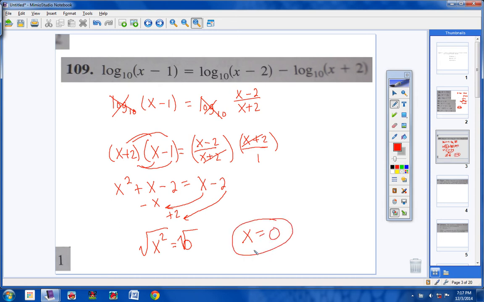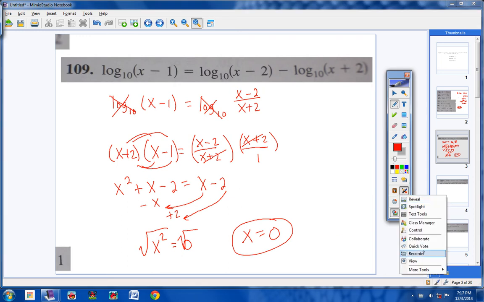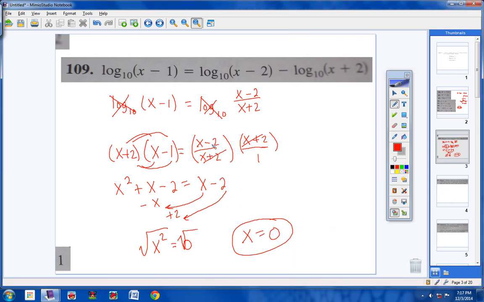But it doesn't work, guys. Look. The reason it doesn't work, if you put 0 in for x right here, 0 minus 1 is negative 1, so you're taking the logarithm of a negative number, and you cannot do that. So if this answer fails in just one argument, then you have to say that it does not work at all. So the only answer we came up with is 0, but 0 doesn't work. So the answer is no solution. Okay? No solution.